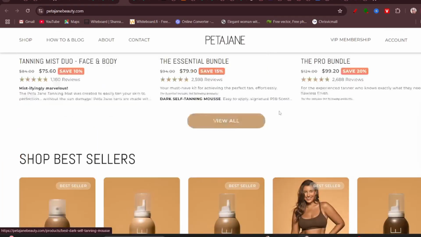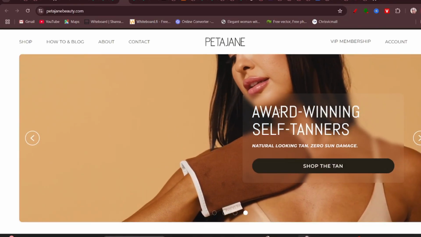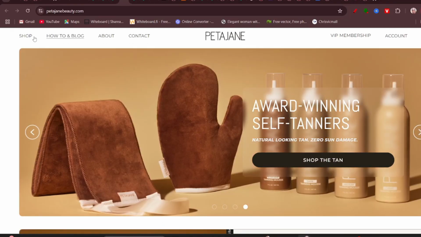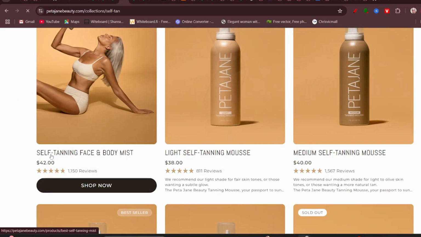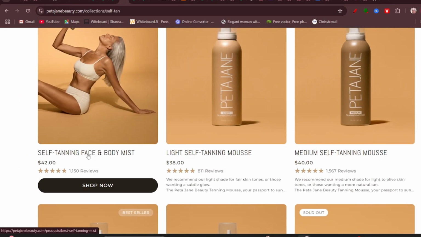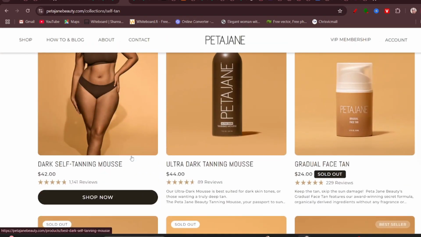Okay. Now these guys, see how much money they have been spending on ads. This shows you that they are doing something right. Okay. Click on their shop. Let's see what they have on their shop. This is what they have on the shop. Self tanning. So you can tan. You don't have to be under the sun. I think this product makes a lot of sense.